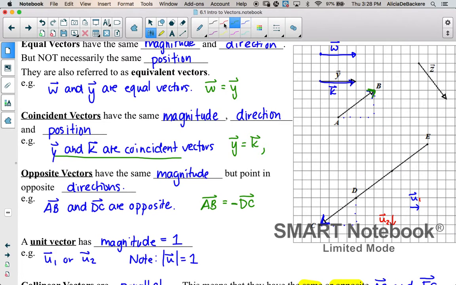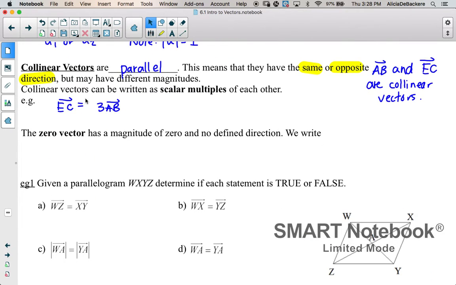So if I think about just matching up the line length, so A to B was this vector here, and I can grab that vector and I can see that it's going to be the same. It lines up 1, 2, 3 times. So that's where I came up with the 3, but it points in the opposite direction. So I also need to flip the direction, and I can do that by putting a negative in front of EC or in front of the 3AB. Either way is fine. So this is what we say, I'm writing it as a scalar multiple of each other. So I'm putting a multiplier in to change the length of AB.